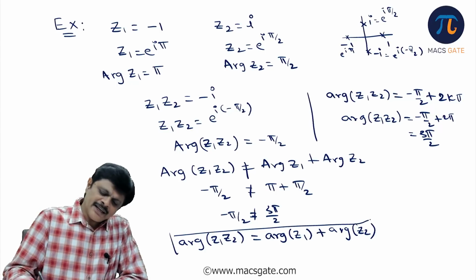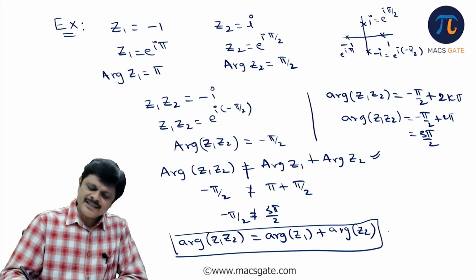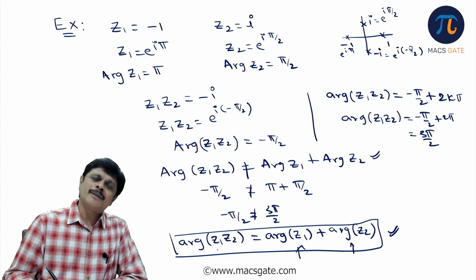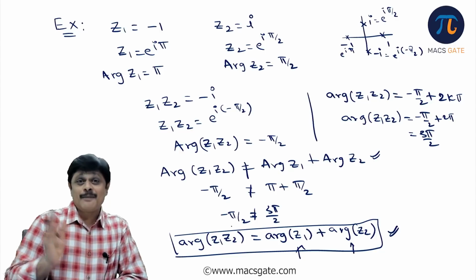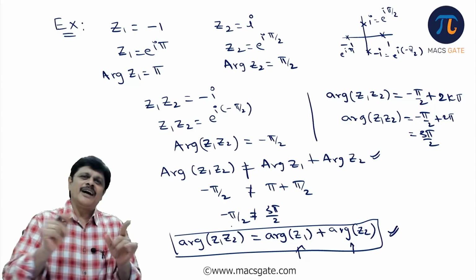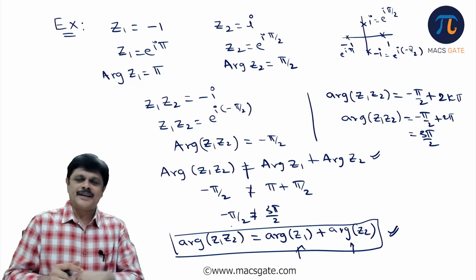So this rule which I have written is valid for normal argument, not for principal argument. This may not satisfy. I can have an example where it is satisfied for principal argument also, but it is not necessary. Am I clear? This is always true. For some argument of z1 and for some argument of z2, the sum will be equal to some argument of z1, z2. Some argument. So there are infinitely many ways you can express, some values will satisfy this particular equation. That is the idea. Okay.